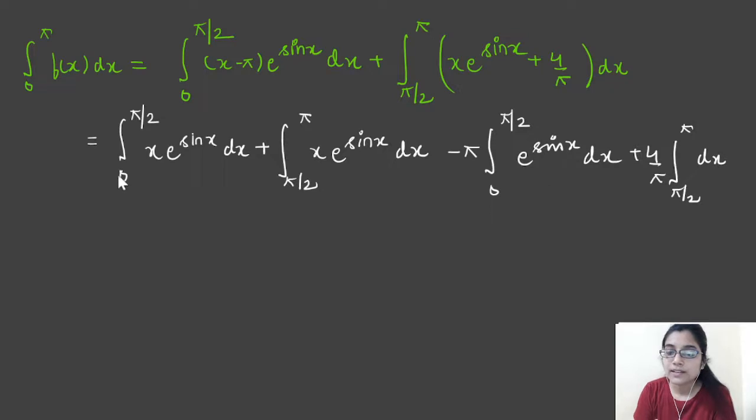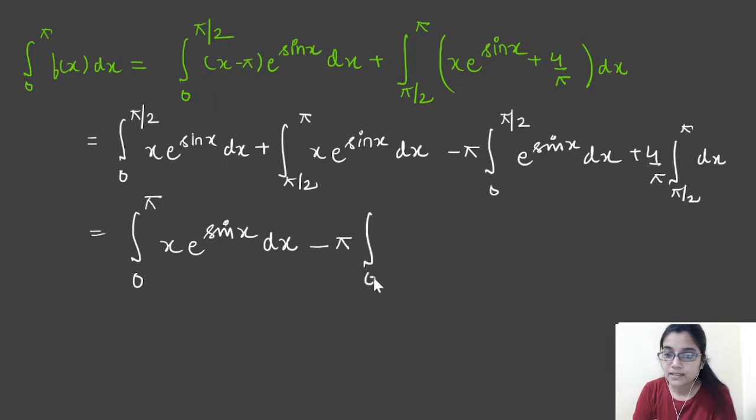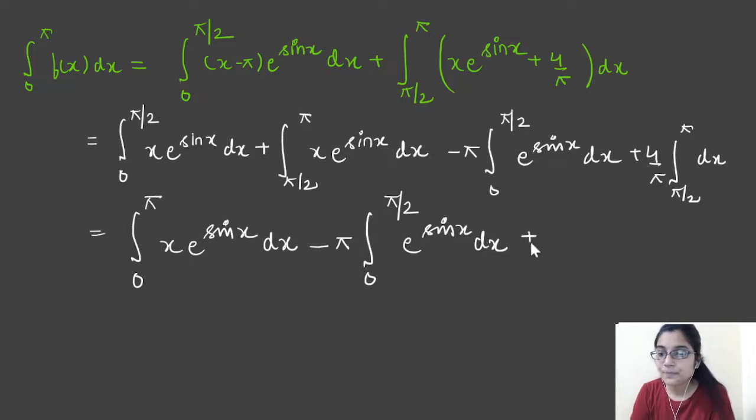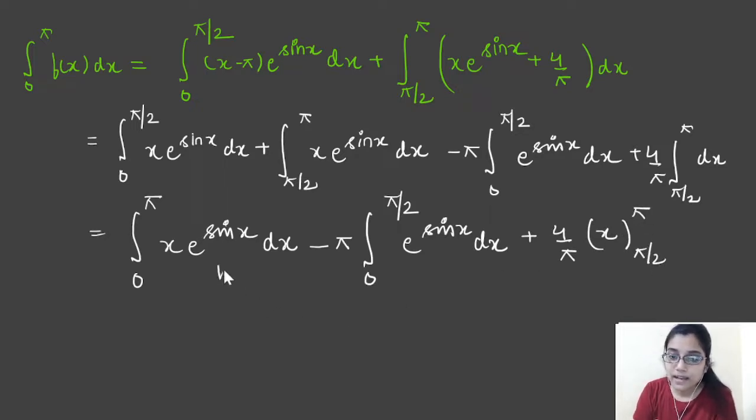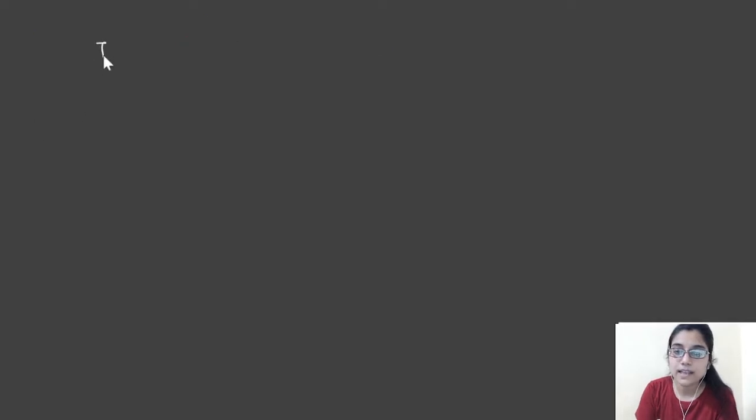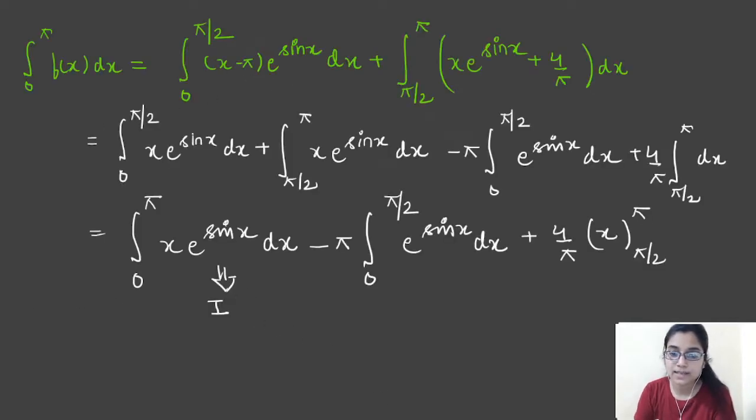Since we have the same function on 0 to pi by 2 and pi by 2 to pi, we can combine them into the integral from 0 to pi of x e raised to the power sin x dx, minus pi times the integral from 0 to pi by 2 of e raised to the power sin x dx. Now this is 4 by pi, which we integrate from pi by 2 to pi. Let this integral be I. We'll work on it so that we can cancel it out. So let I be the integral from 0 to pi of x e raised to the power sin x dx.